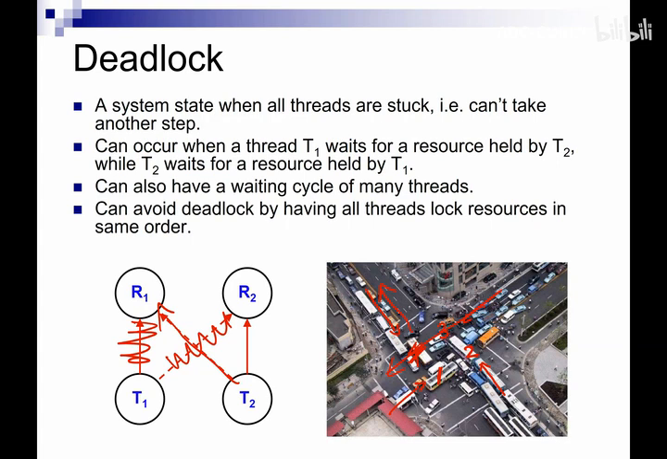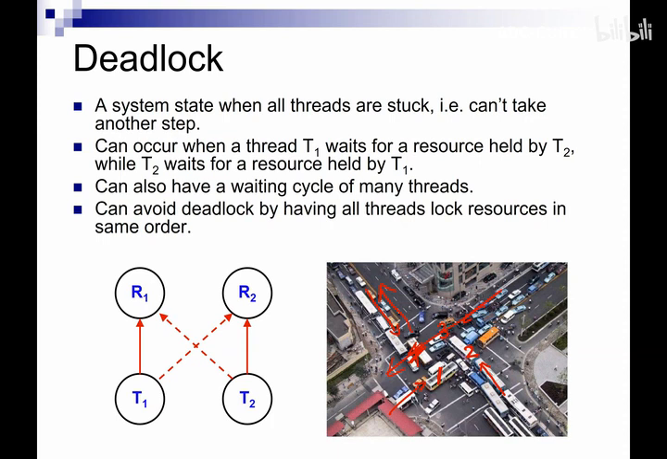Now in practice, it's not that easy to ensure threads lock resources in the same order. One problem is that maybe a thread doesn't know which resources it needs at the beginning. Let's suppose that T1 knows it needs R1, and then T2 knows it needs R2. But at the beginning, maybe T1 doesn't know it needs R2, and T2 doesn't know it needs R1. Then T1 is going to lock R1, T2 is going to lock R2, but later on, if they try to lock the other resource, again they'll be stuck.